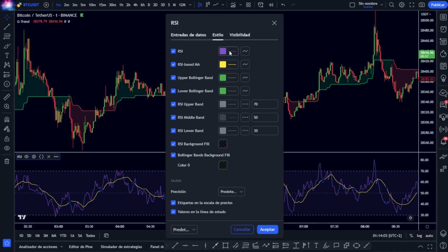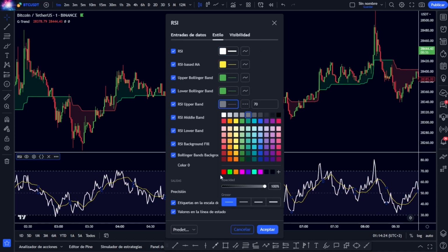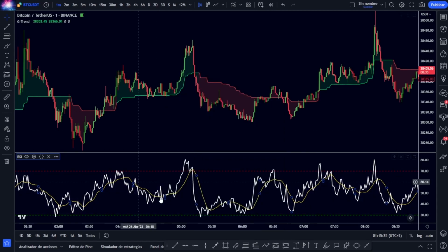As for the RSI, I am simply going to change it aesthetically to my liking. What I always do is to put the line at the top in red, because it is the overbought area where we should normally sell, and at the bottom in green, because it is the area of the oversold price where we should normally buy. The middle line, in this case, we are going to remove it, the background also.